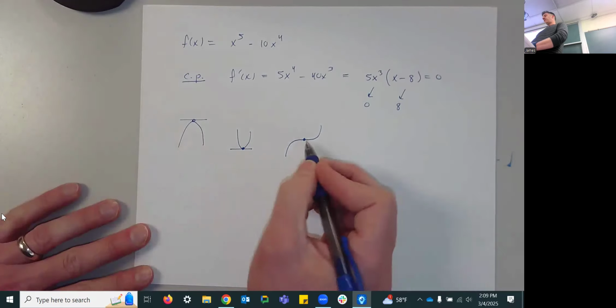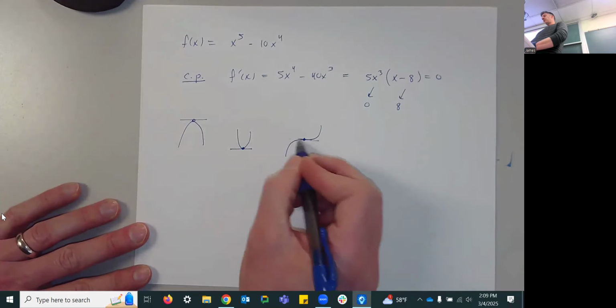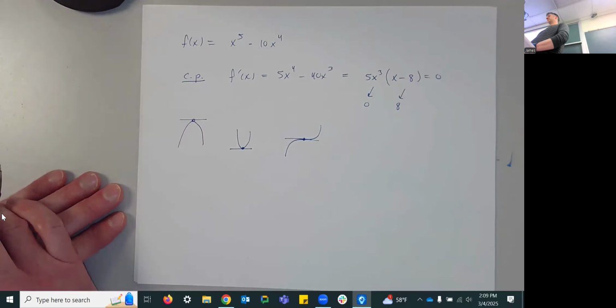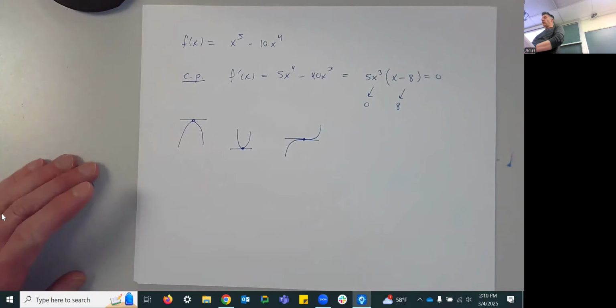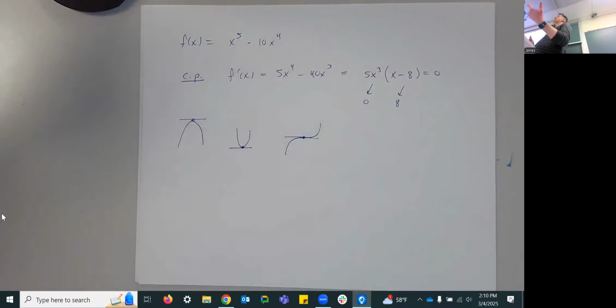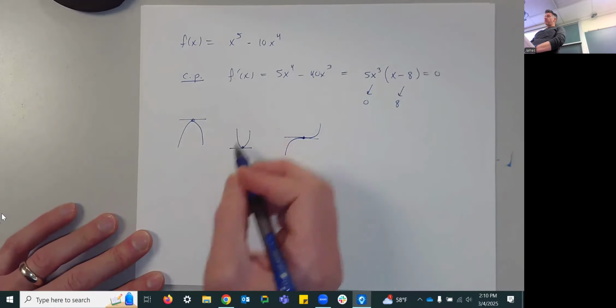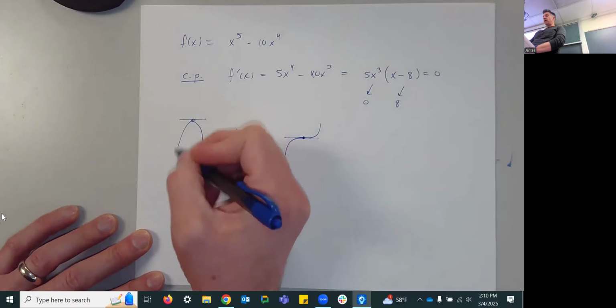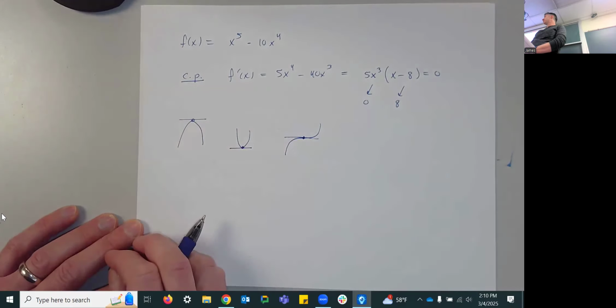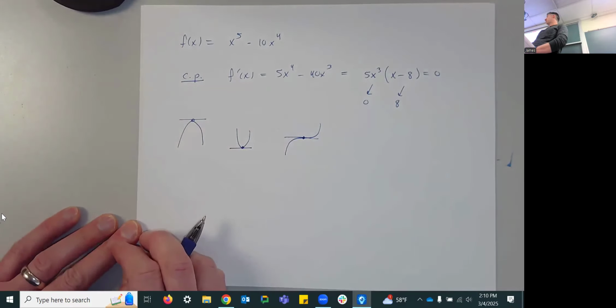And if we have neither, we're going to have an inflection point. So the idea here is that you can take your critical points, plug them into the second derivative, and then if your second derivative is positive, you know you have a minimum. If your second derivative is negative, you know you have a maximum. And if your second derivative is 0, you're out of luck. You don't know. It's inconclusive.